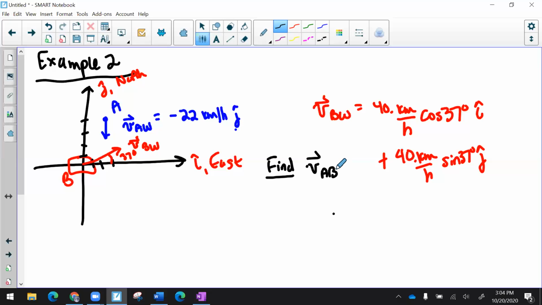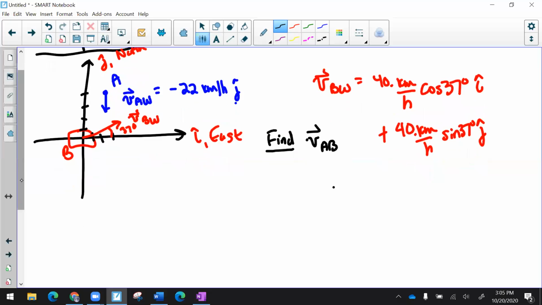So I know the velocity of both of those things with respect to the water, but now I need to figure out what they are with respect to each other. So what kind of an equation or a statement might you write down that would have the things that I know, VAW and VBW and VAB in them?